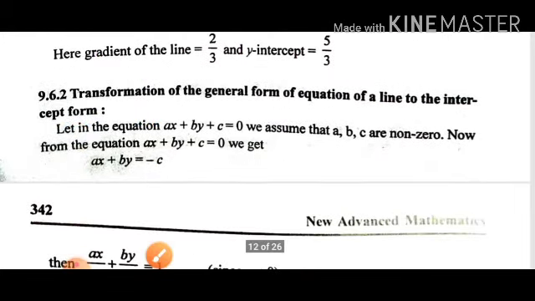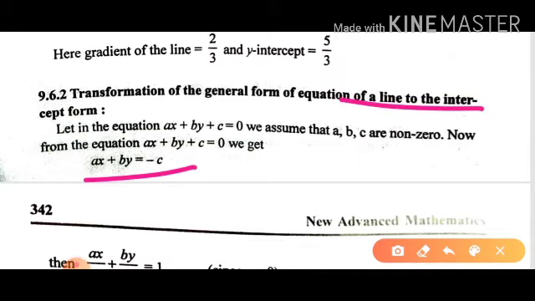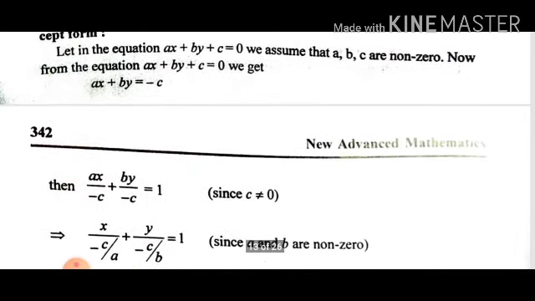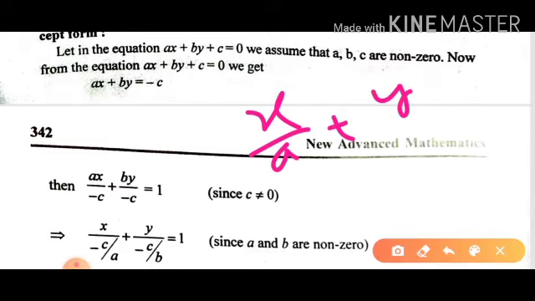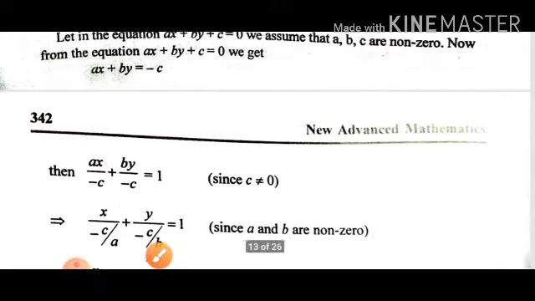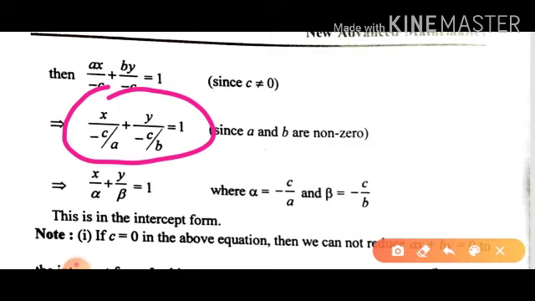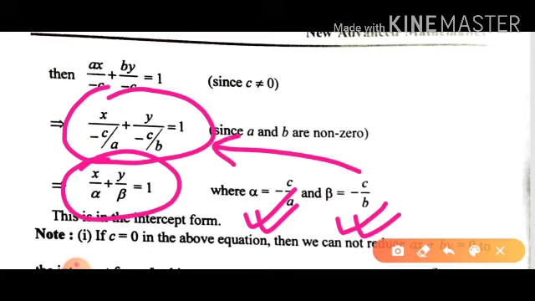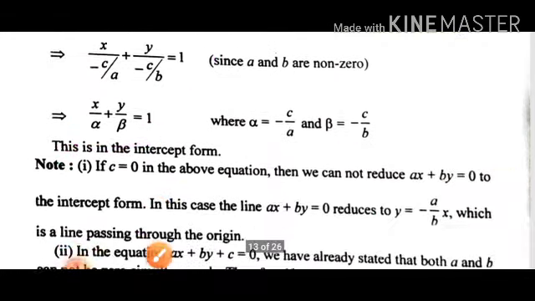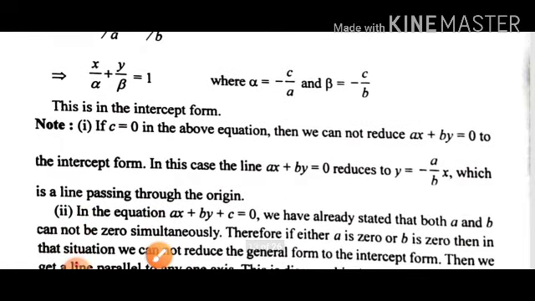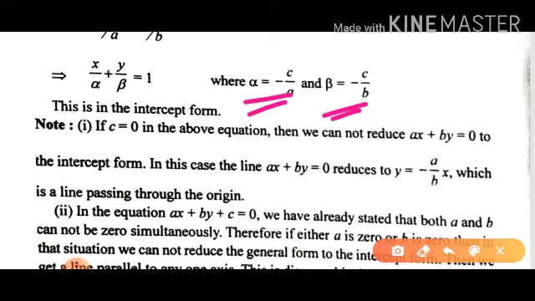Then the intercept form is also easy. Just transpose it. We just need it in the form x by a plus y by b equal to 1. We have to just transform it. This is the way it is transformed. So what we got: x by minus c by a plus y by minus c by b equal to 1. So it is in the form x by alpha plus y by beta equal to 1, where alpha is equal to minus c by a, and beta is equal to minus c by b. This is the intercept form. This is the x intercept and this is the y intercept of that line.